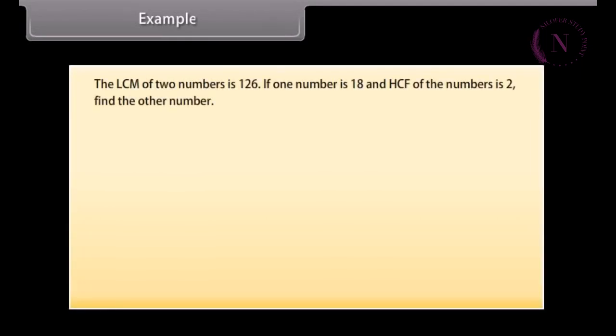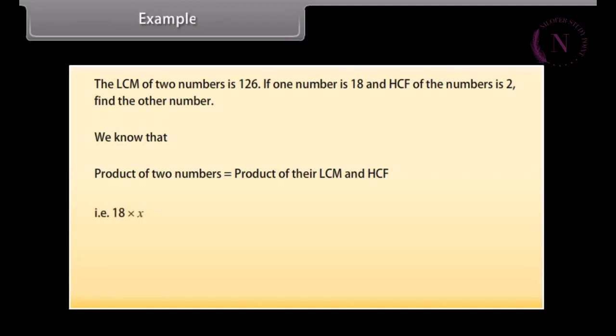Example: the LCM of two numbers is 126. If one number is 18 and the HCF of the numbers is 2, find the other number. We know that the product of two numbers is equal to the product of their LCM and HCF. That is, 18 × x = 126 × 2. Here, x is the other number. That is, x = 126 × 2 / 18. That is, x = 14.